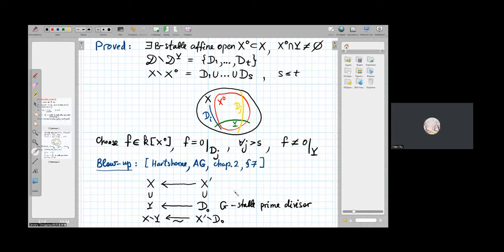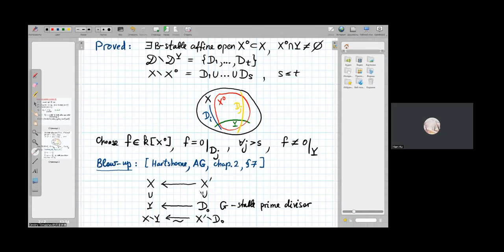In fact, X prime is spherical. I think we can only deduce that X prime is a G-variety. Since X prime is birationally isomorphic to X, it is automatically spherical because it has the same open orbit. It is birationally isomorphic to X because outside this closed subset, it is just isomorphic to X. Okay. So it is automatically a spherical G-variety.